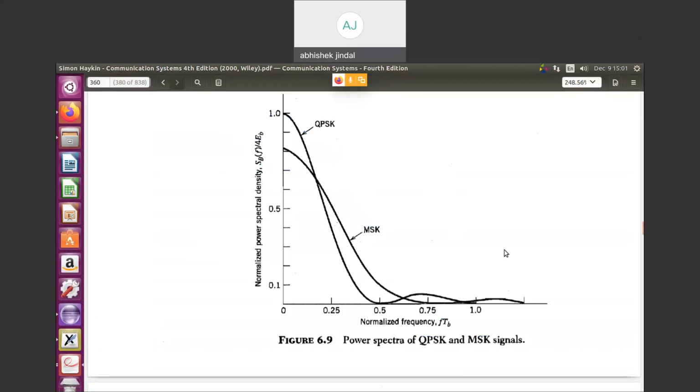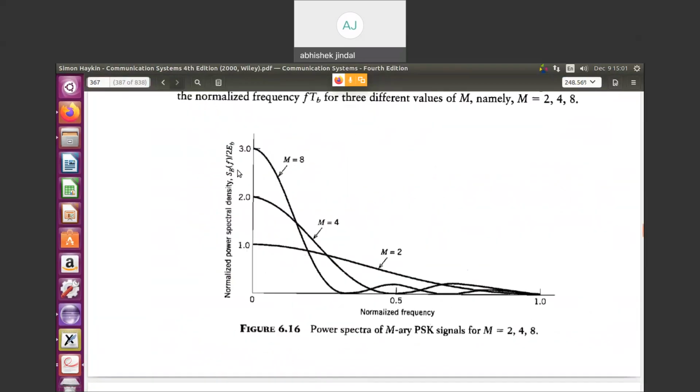It is page 367. So you can check for different m's. It is now plotted here. So you check for m equal to 2, that is BPSK. You find that the first null bandwidth is at 1 by TB. Then you check for QPSK, m equal to 4. So first null bandwidth is at 0.5. Then you check for m equal to 8. So the first null bandwidth is even before 0.5. It means the bandwidth now is getting reduced. So what can you say about the bandwidth efficiency?